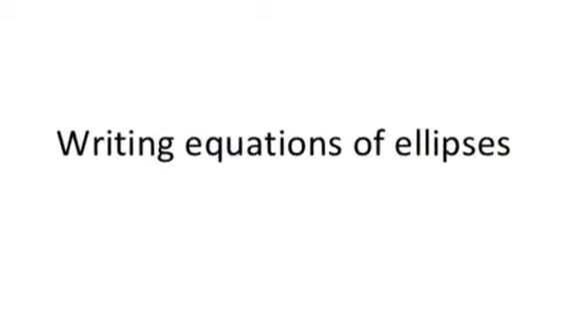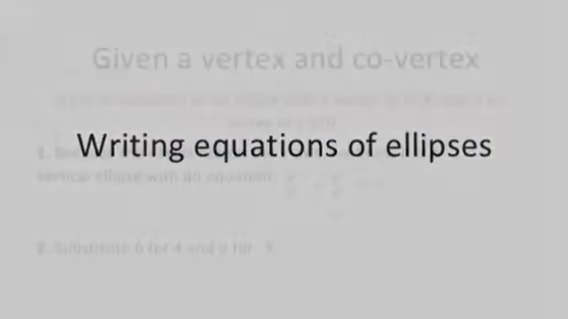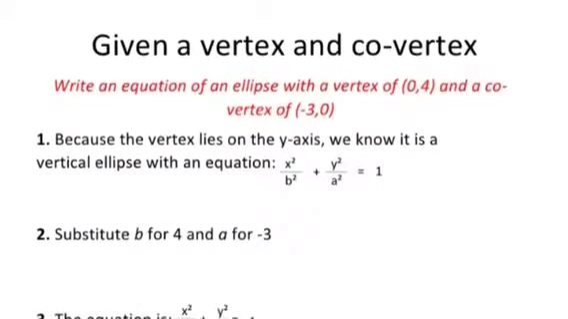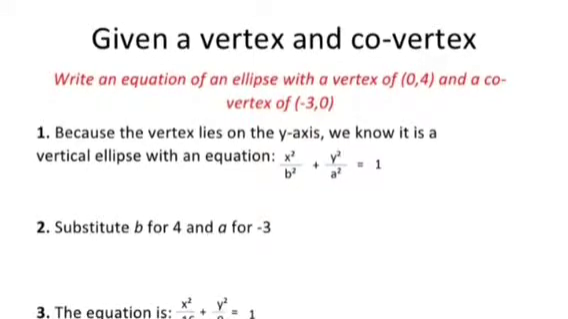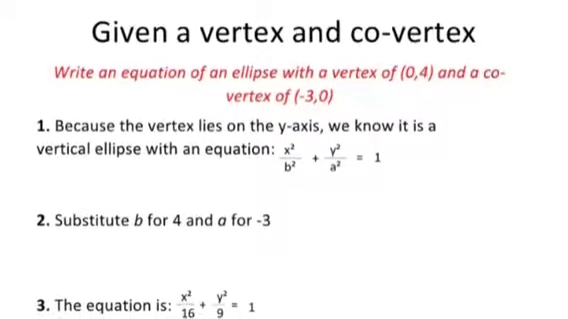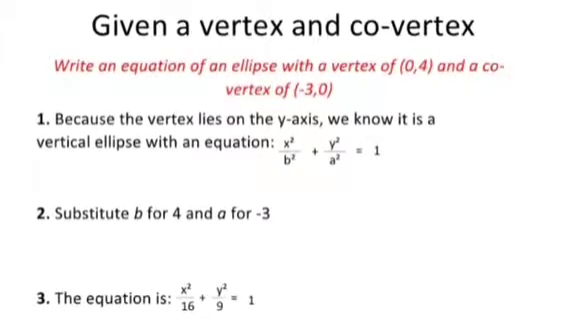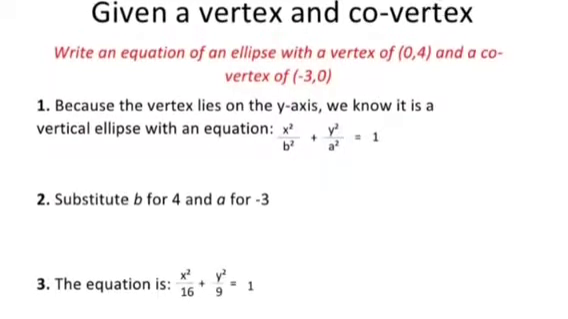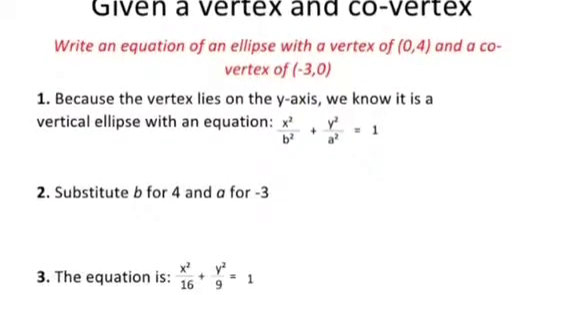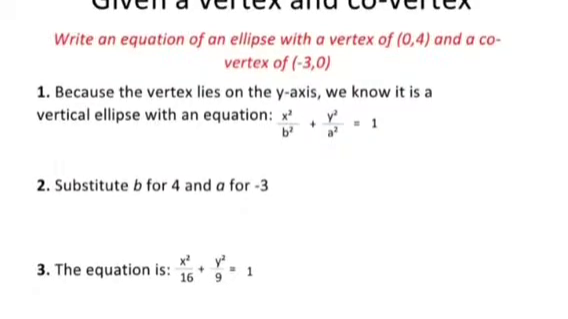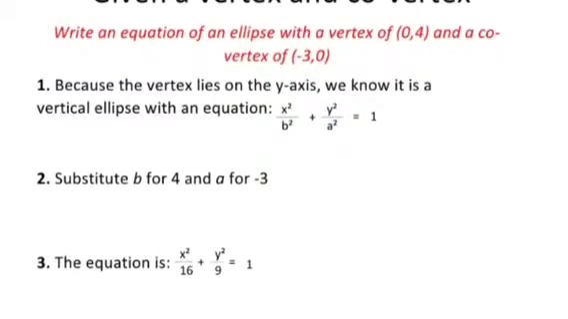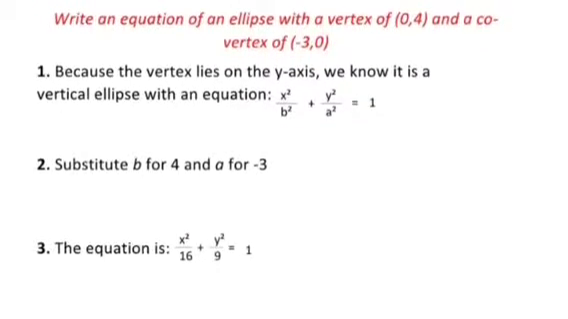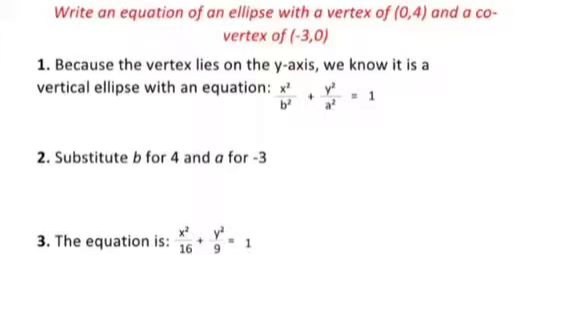Now we're going to learn how to write equations of ellipses. Getting an equation given a vertex and a covertex. Because the vertex of this specific problem lies on the y-axis, we know it is a vertical ellipse with an equation x squared over b squared plus y squared over a squared equals 1. Once we know the equation of the ellipse, we can substitute b for 4 and a for negative 3. Once we have plugged in everything, we know that the equation is x squared over 16 plus y squared over 9 equals 1.